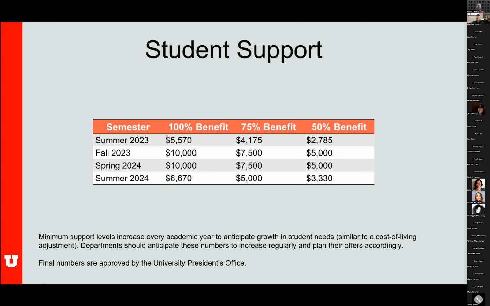As a reminder, the student support as we are looking at it now is as such. For summer, we're just looking at the $5,570 for 100% benefit. That of course goes up to $10,000 for fall and spring, and accordingly. We are seeing an increase in this, and we do anticipate increases in this every academic year, generally moving forward. This is something similar to a cost of living adjustment. We are wanting to make sure these students are getting properly covered for the work that they're doing, and so they can continue to live in Salt Lake City, Utah, which is a very expensive place to live right now. And all these numbers are, of course, finally approved by the university president's office, so everyone up and down the chain of command knows these numbers as we are moving forward.